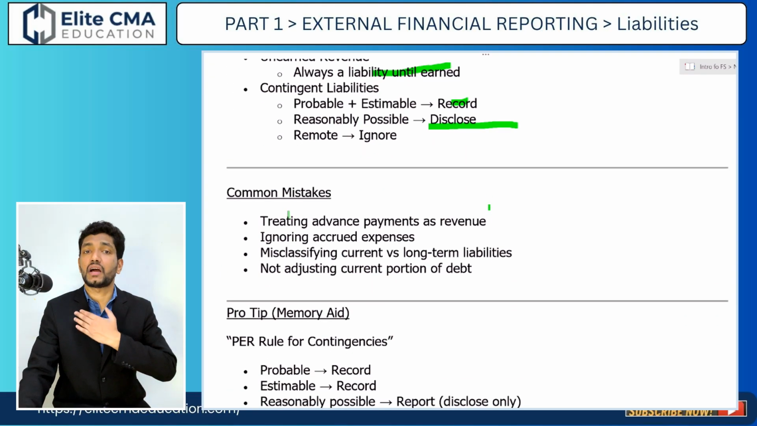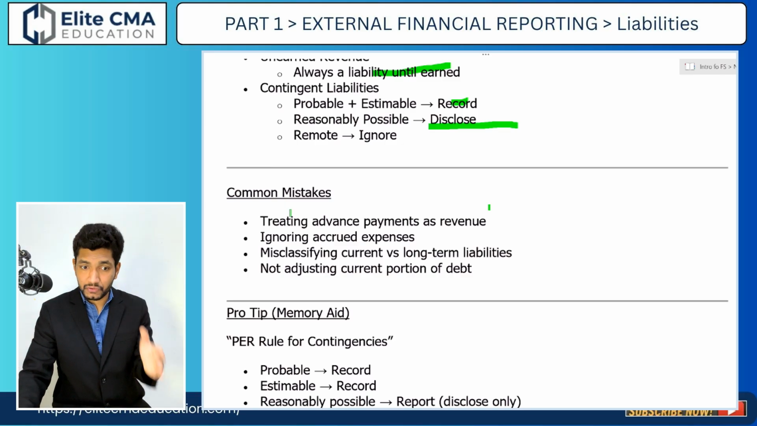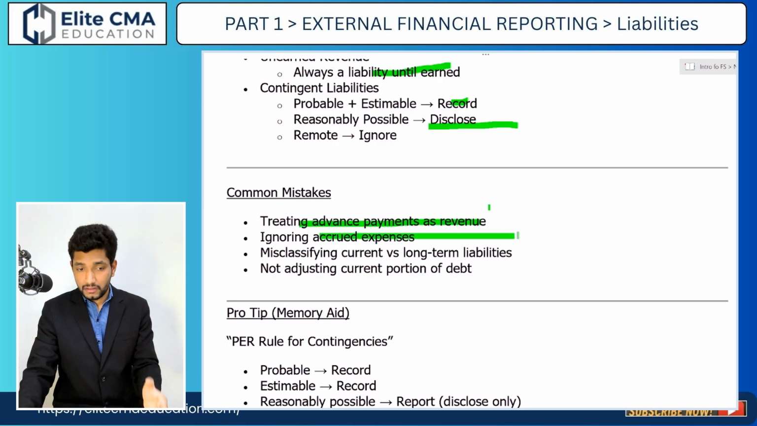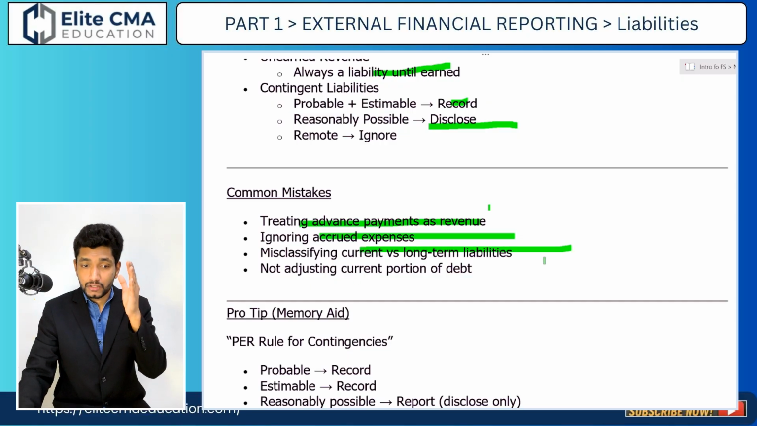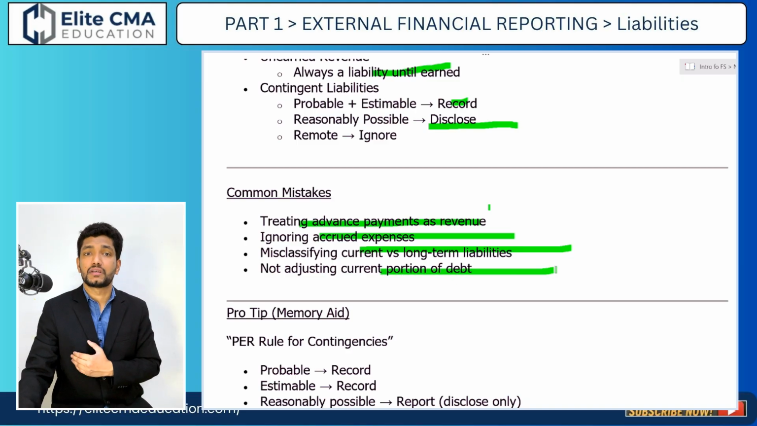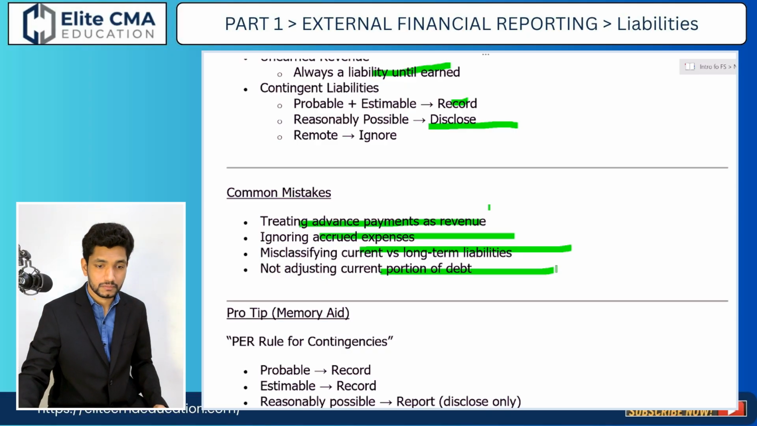The common mistakes that happen during liability recognition are treating advance payment as revenue, ignoring accrued expenses, misclassifying current versus long-term liabilities, and not adjusting the current portion of debt. These are the common mistakes that normally happen to students. So please remember these things.